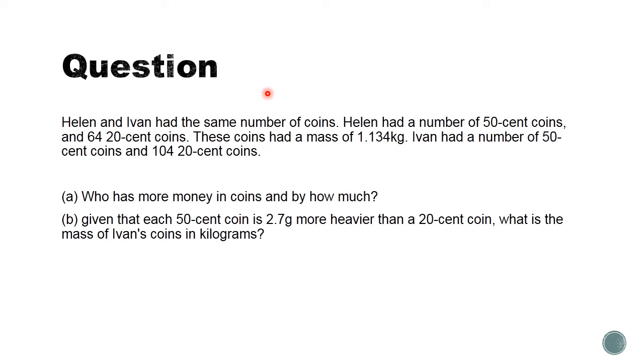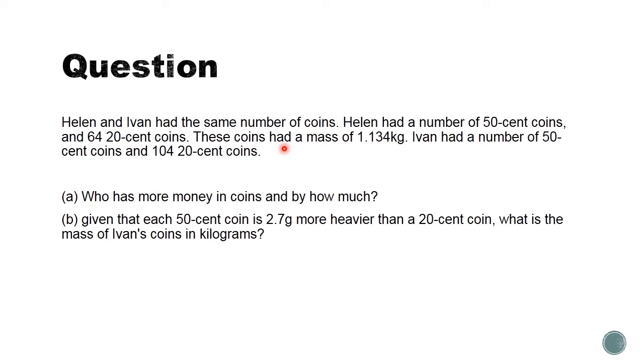Okay, here's an interesting question. Let's run through the question first. So, Helen and Ivan had the same number of coins. Helen had a number of 50-cent coins and 64 20-cent coins.